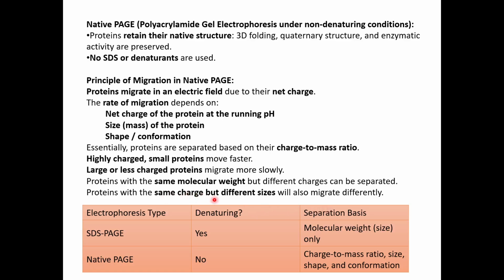So the proteins with the same charge but different sizes will also migrate differently. So the proteins with the same molecular weight and different charge will also be separated, and vice versa, that is the same charge and different molecular sizes will also be separated. So this is like a brief of SDS and native. SDS is denaturing, native is non-denaturing. In SDS, the separation is based only on the molecular weight. In native PAGE, it is based on the charge to mass ratio, size, shape, and the conformation of the proteins.